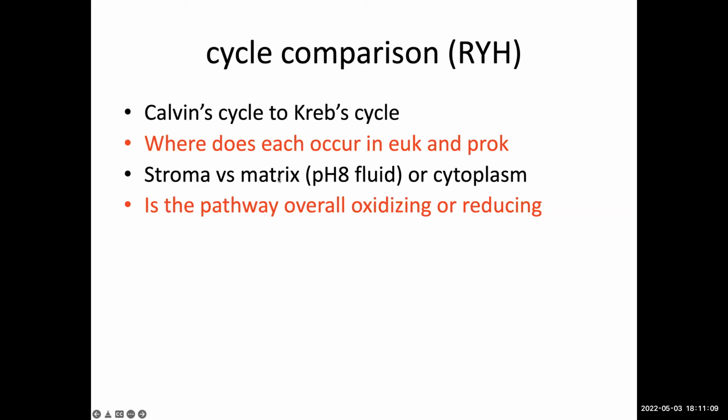So what we're doing is we're adding electrons in the Calvin cycle to carbon dioxide. That is the definition of reducing something. We're reducing it. We are adding energy to it. We are adding electrons to it. We're creating something higher energy.